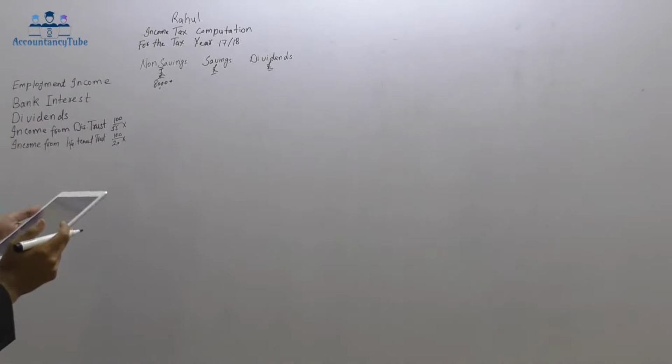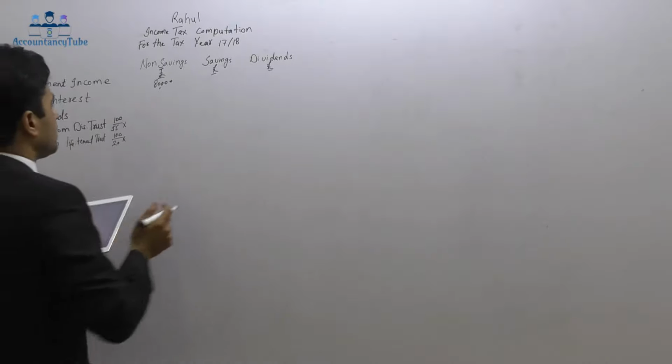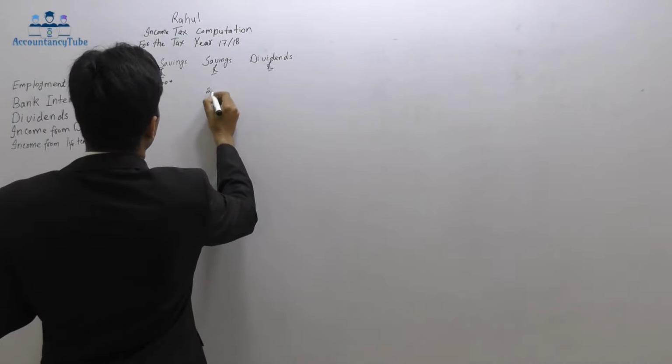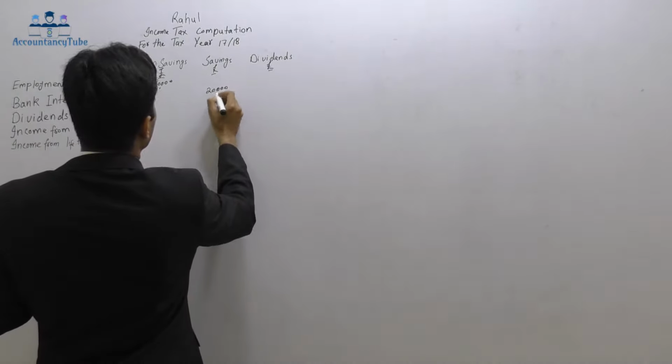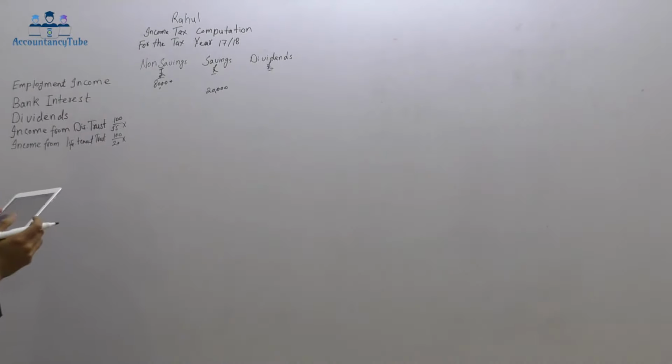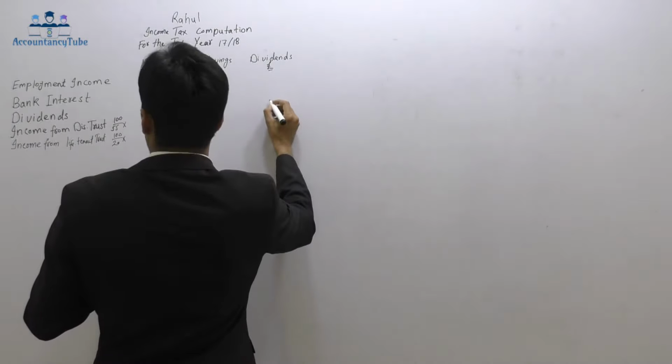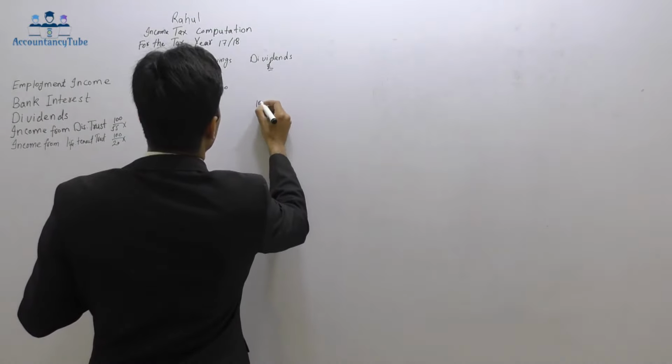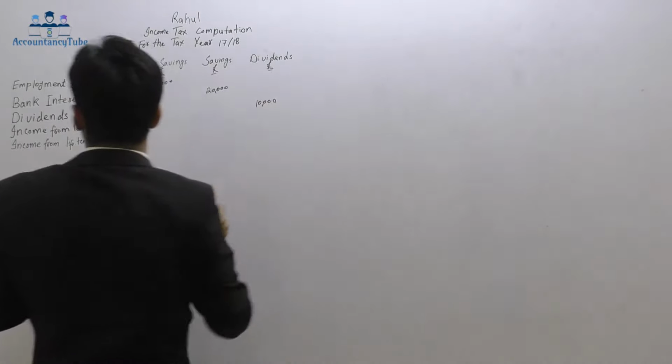Bank interest, it will go into the savings. How much is it? £20,000. So £20,000 into the savings. Then we got dividend. Dividend will go into this. Dividends, it is £10,000. So that will go into the dividends. So £10,000 worth of dividends.